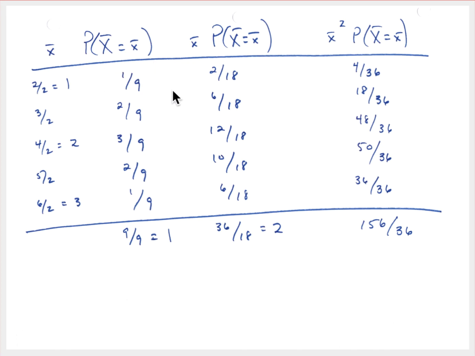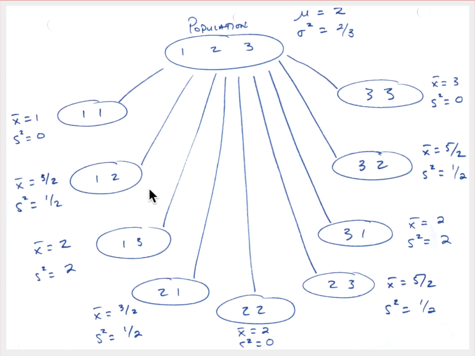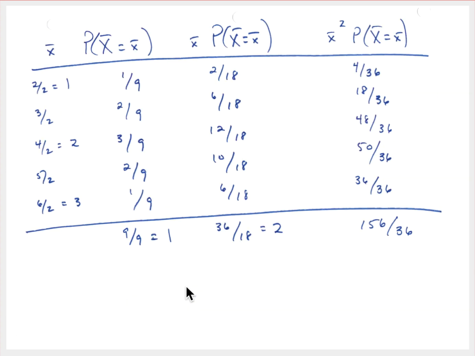So the probability that we get a sample mean equal to 1 is 1/9. The probability that we get a sample whose sample mean is 3/2 is 2/9, because again, there are two samples, here and here, where that sample mean is 3/2. The probability that we get a sample whose mean is 2 is 3/9, because there are three possible samples where the sample mean is equal to 2.